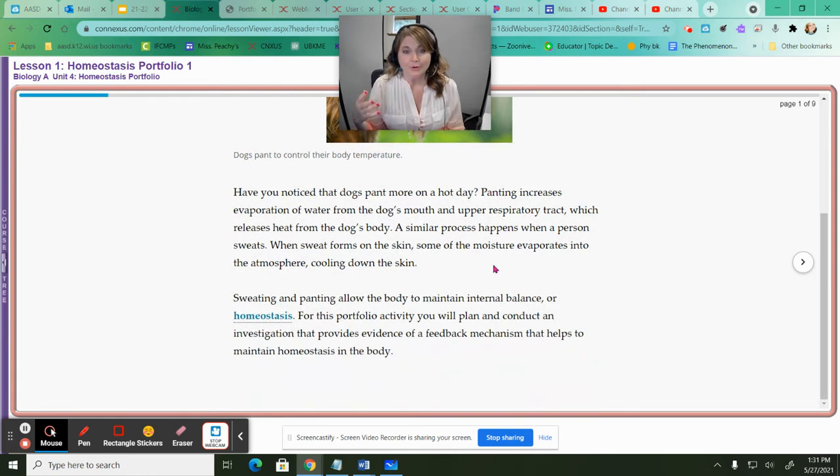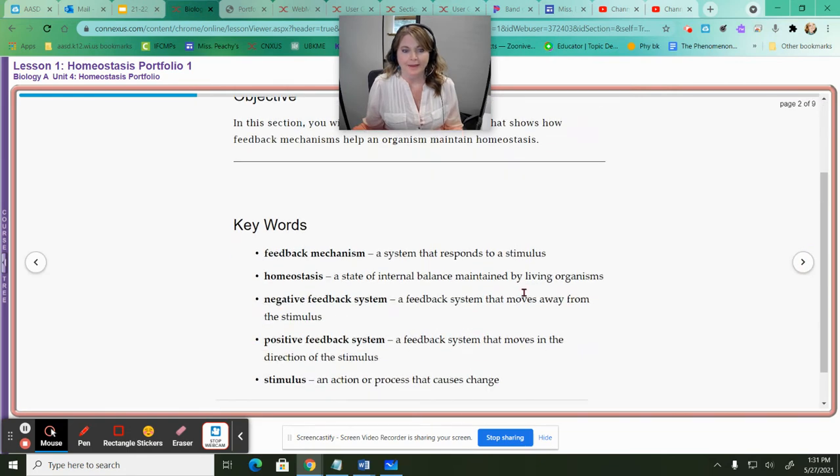In order to maintain homeostasis, we have a variety of different feedback loops that occur within our body. They're feedback mechanisms, and either the feedback system is negative or positive. Negative doesn't refer to it being bad, and positive doesn't refer to it being good. It depends upon what's happening.